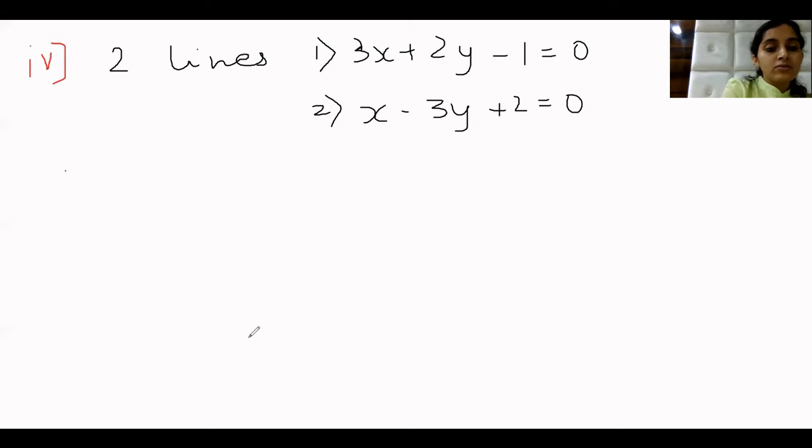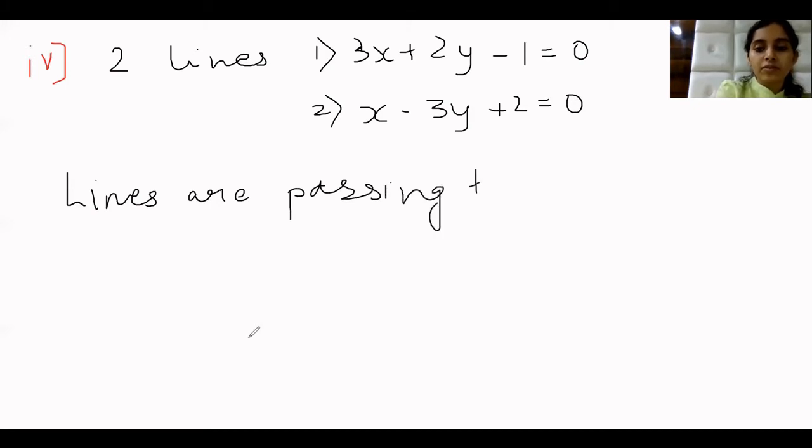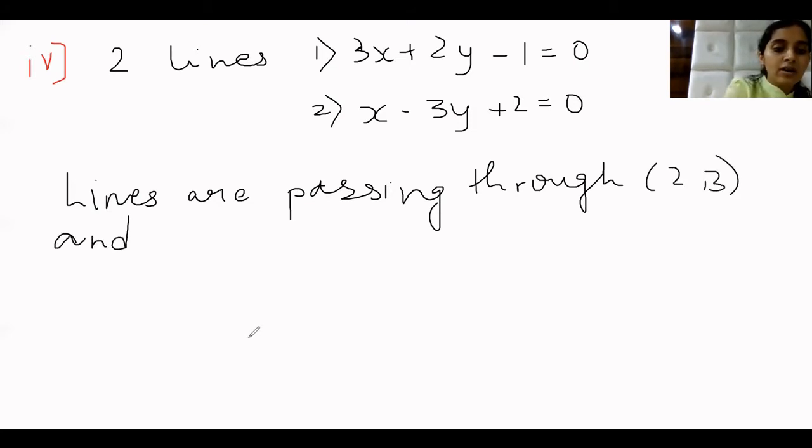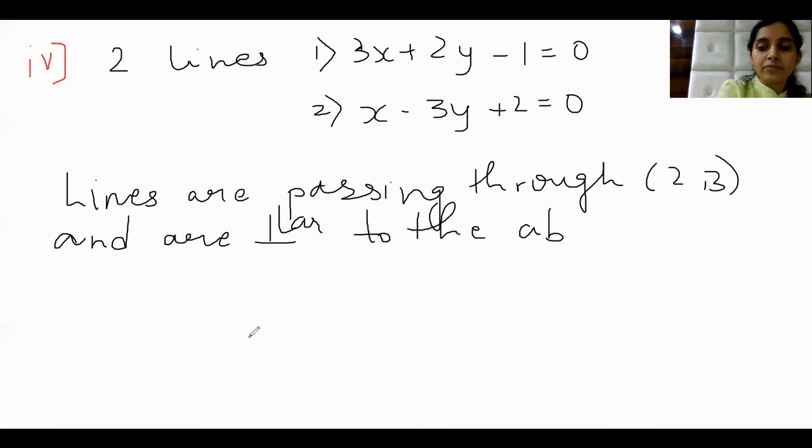Okay, so the lines are passing through (2, 3) and are perpendicular to the above lines. Now we need to find these two lines and then we can get their combined equation. So how will we find them?